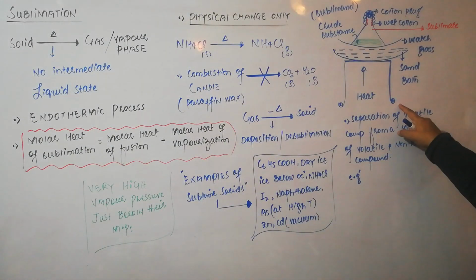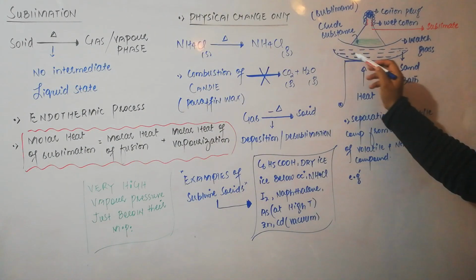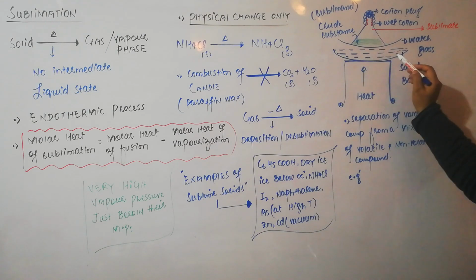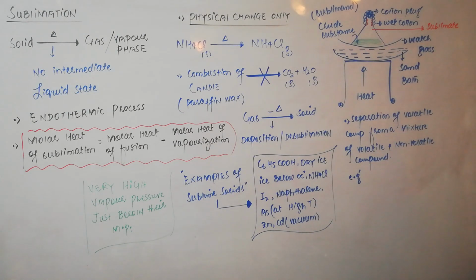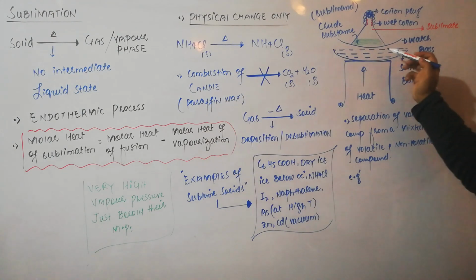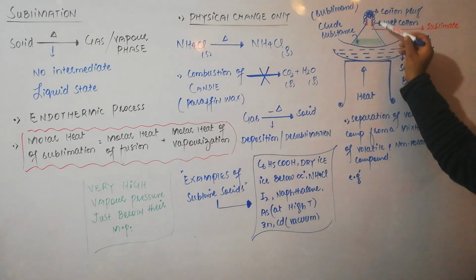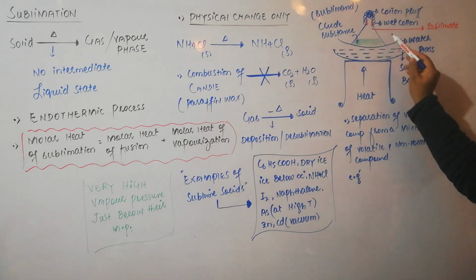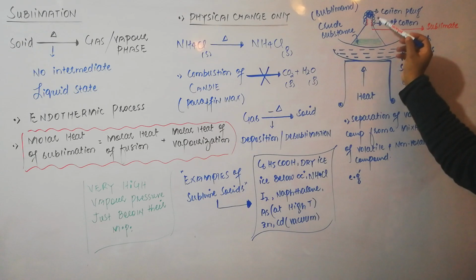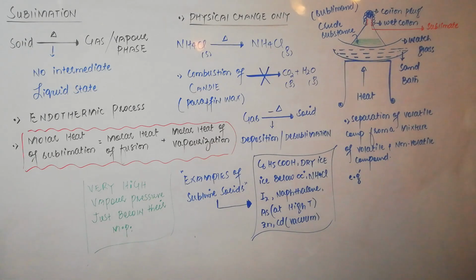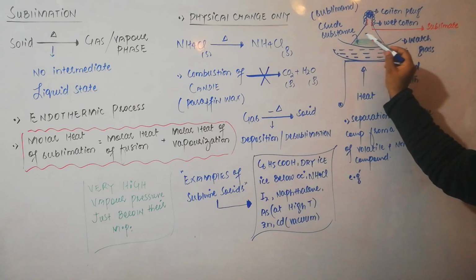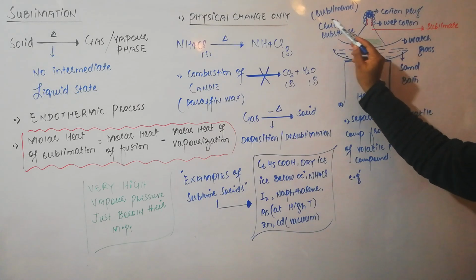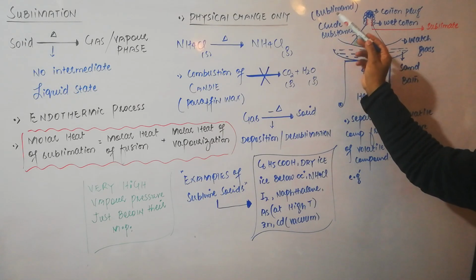This one is sand. Here is the sand bath for the slow heating of the crude substance. Then a watch glass. Then this one is an inverted funnel, and this portion of the funnel is called the conical part and the elongated part is called the stem. In the watch glass you will take the crude substance. The crude substance is also called the sublimant.